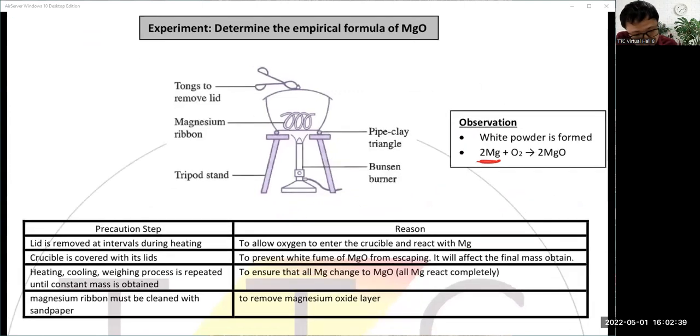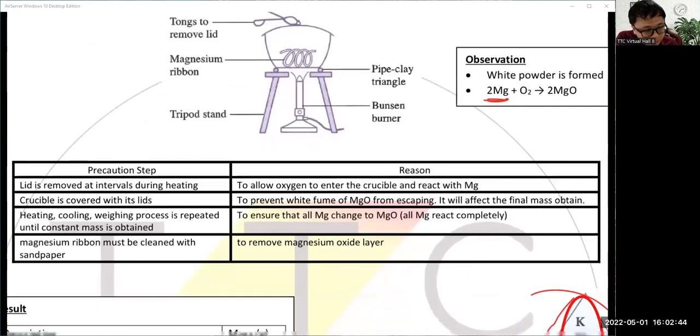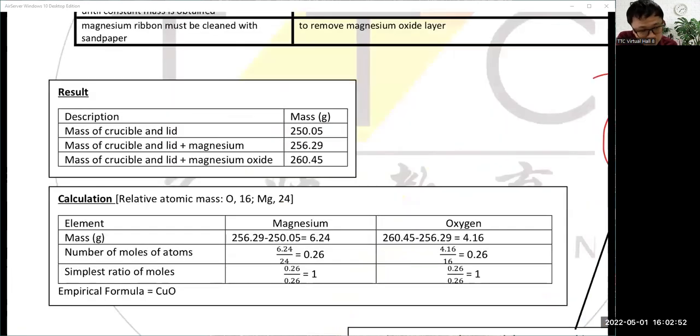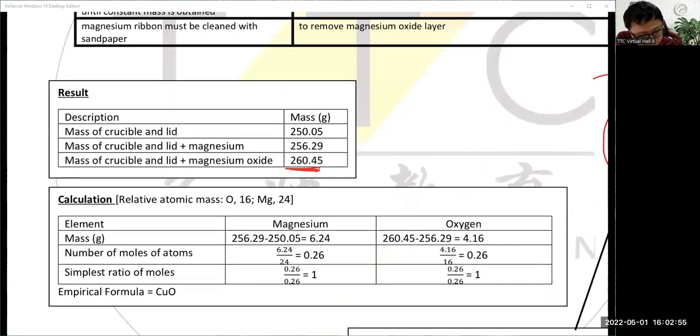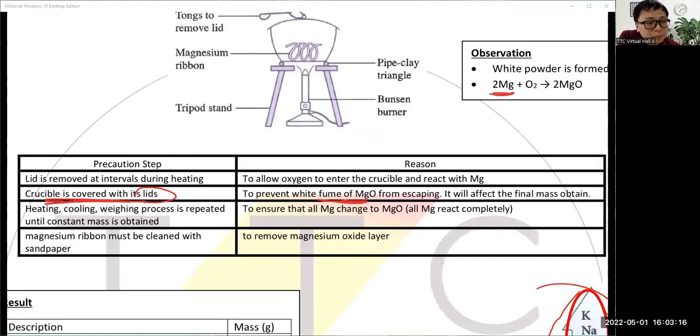This experiment is very simple because the equation is very simple. But you have to close it with the lid, which means the cover, because the magnesium oxide will fly out. If magnesium oxide flies out, it will affect the mass, because I want to find the mass of magnesium and the mass of magnesium oxide. You take the difference to find the magnesium and oxygen mass, then you divide by molar mass and you get the mole ratio. So if some white film of magnesium oxide escapes, you affect the final mass.